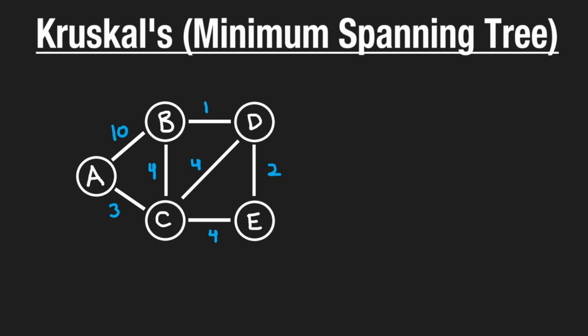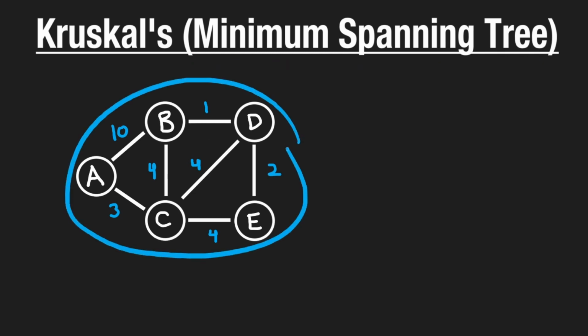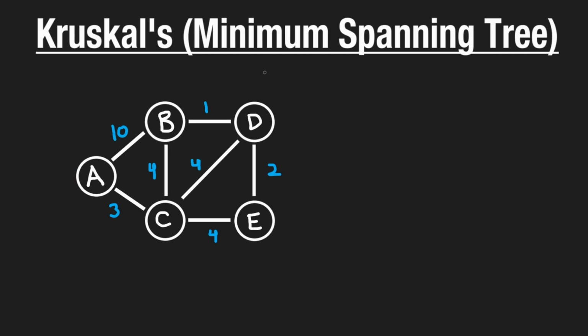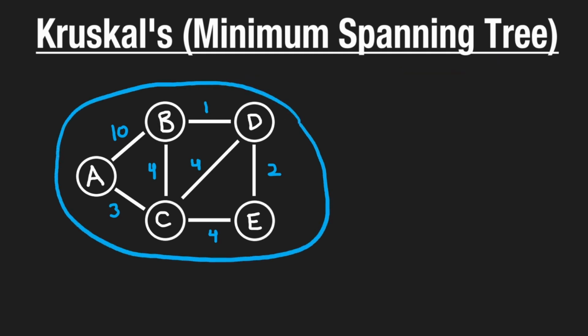So now let's learn Kruskal's algorithm, which is actually just another way to find the minimum spanning tree of a connected graph. So maybe if Prim's algorithm was too confusing for you, you might prefer Kruskal's algorithm. And actually, in my opinion, conceptually, it's a much easier algorithm to understand.